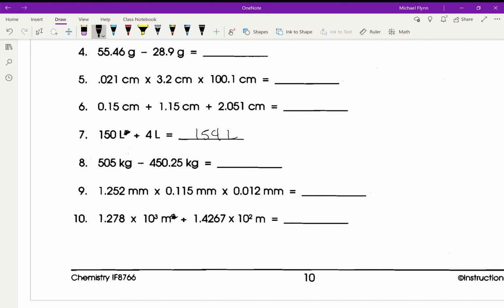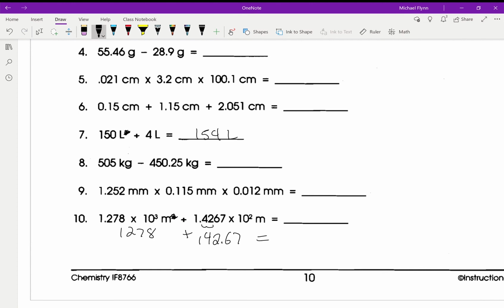You need to convert this into a regular number. So what's 1.278 times 10 to the 3? Well, just multiply it out. This is 1.278, okay? Plus this one here, if I multiply by 10 squared, I'm going to move the decimal place over 2 spaces. Remember we did scientific notation before? And I get 142.67 meters.